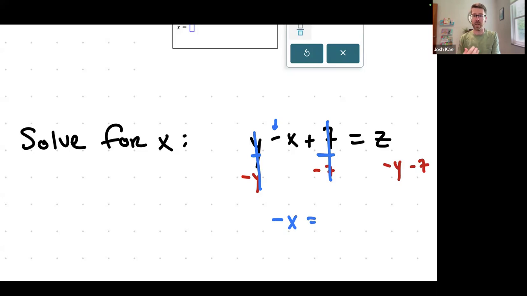None of those things go together. They're not like terms or anything like that. We're just going to write them: z minus y minus 7. Just write those things.